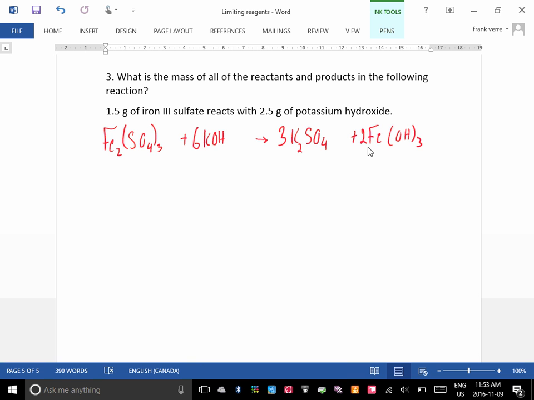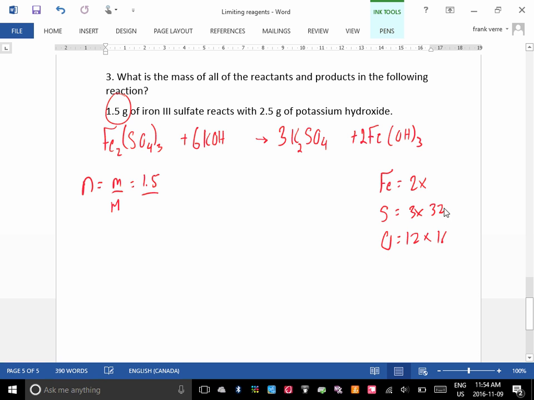Now, again, we have our mass. We have 1.5 grams of iron III sulfate. So how many moles is 1.5 grams? It's mass over molar mass, so 1.5 over the molar mass of iron III sulfate. Iron III sulfate would be 2 iron, 3 sulfur, 12 oxygen. Oxygen is 16. Sulfur is about 32. What's iron?